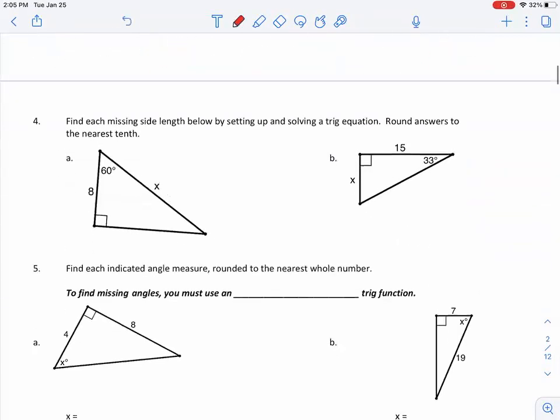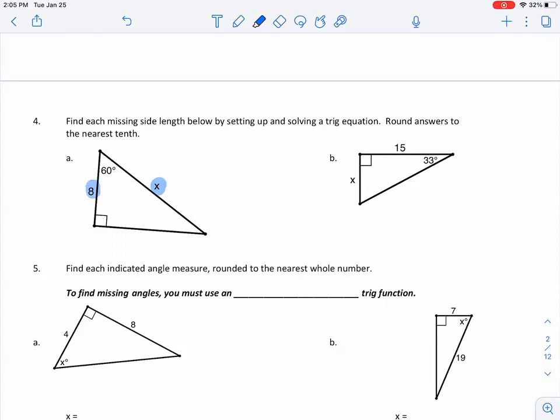So the difference is today we are not given all of the information, and we're going to use the sine, cosine, or tangent to find a side length or an angle. So, for example, problem number 4, we're trying to figure out what x is. So that's important.